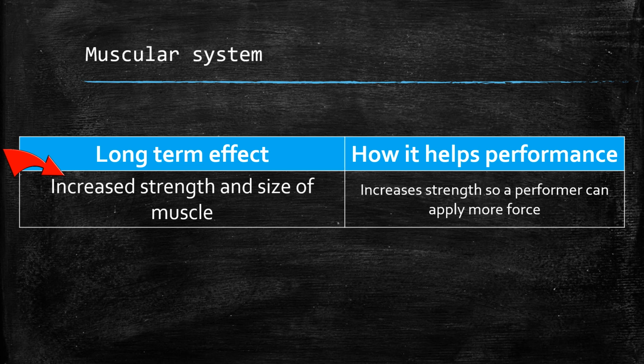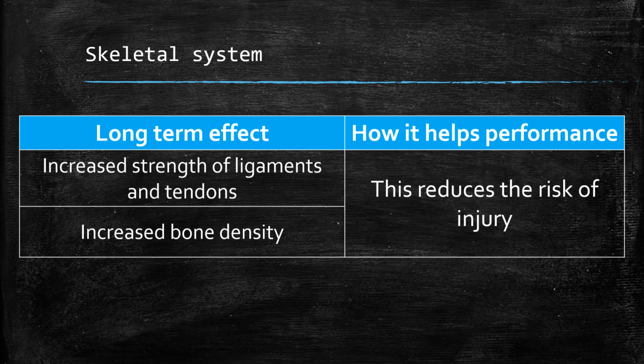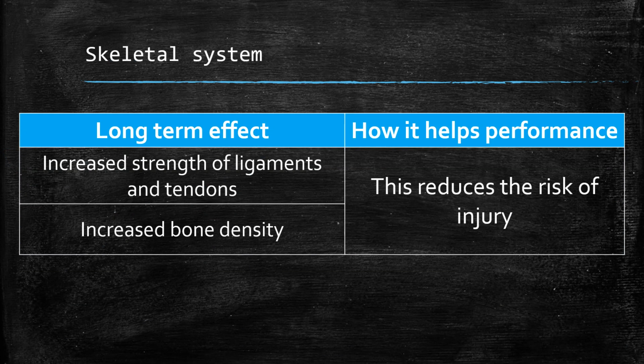Okay, as we know, musculoskeletal, so we've still got the skeletal system. So the skeletal system, we have two main long-term effects. Ligaments and tendons become stronger. Don't forget, a bone is connected to a bone by a ligament, and a muscle is connected to a bone via a tendon. So again, the more exercise we do, the strength of those ligaments and tendons increase. And our second long-term effect is going to be our bones become more dense. Now, as a result of our bones becoming more dense and our ligaments and tendons being stronger, this reduces the risk of an injury occurring.